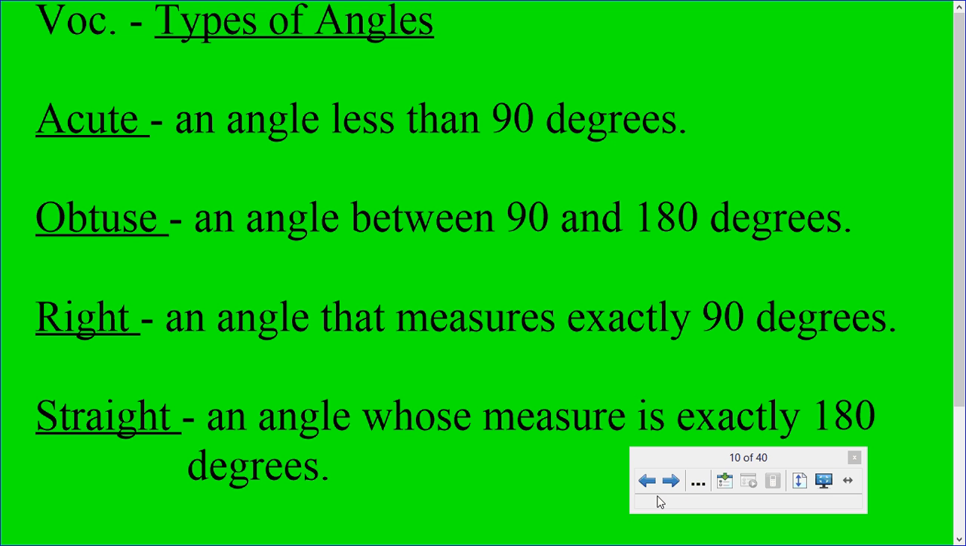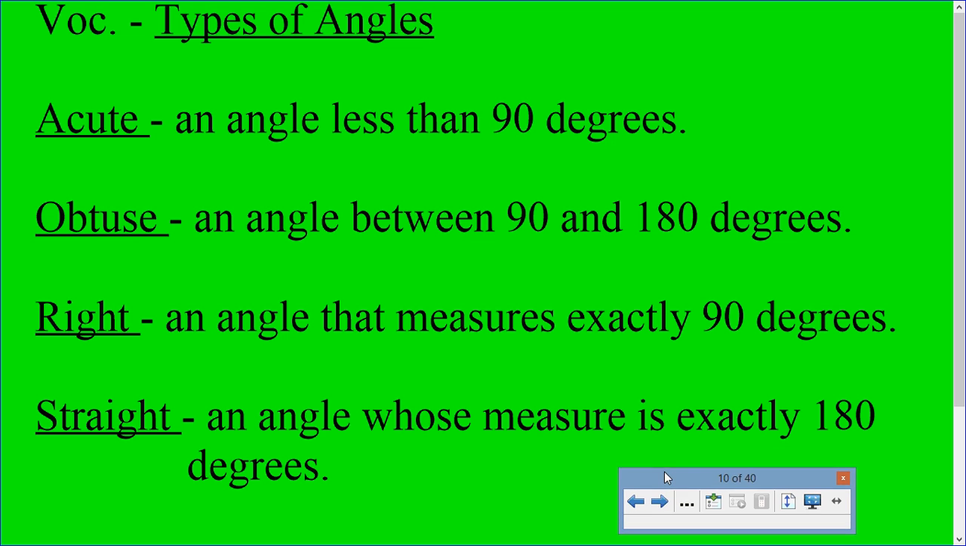Acute is an angle that is less than 90 degrees. Obtuse is an angle that's between 90 and 180 degrees. Right angle is an angle that measures exactly 90 degrees. And we have a straight angle, which is an angle which measures exactly 180 degrees.